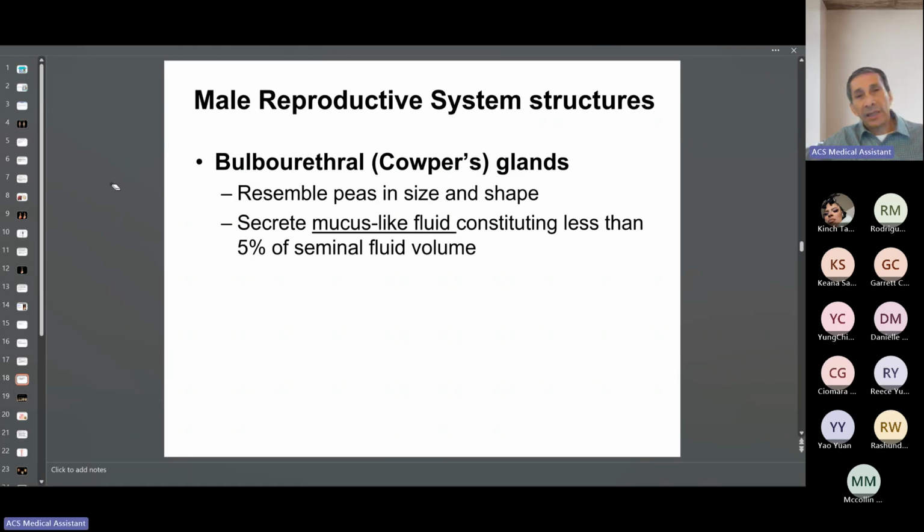Any questions about these three glands? Remember, these are the accessory glands of the male's reproductive system. The females do not have these, so we don't have to worry about them when we go over the female's reproductive system. The female's reproductive system is totally different.